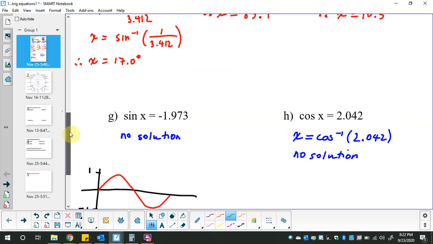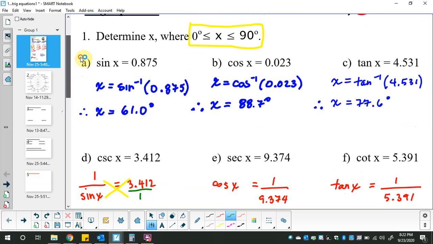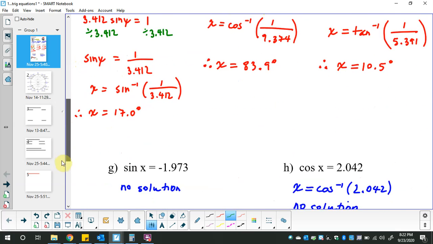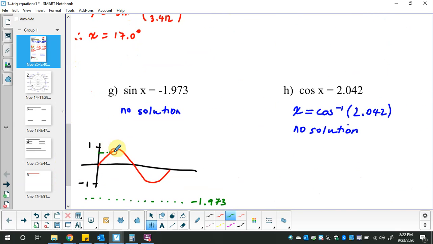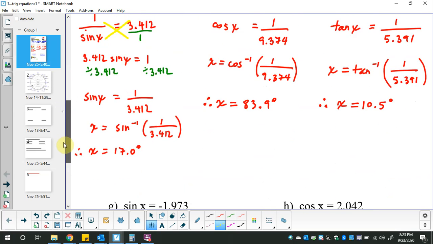As opposed to this question, which says, can you please run into the graph at just under 1? So in this case, although it's going to bump into a lot of places, we're concerned about this one because that one is between 0 and 90, and that one is 61.0 degrees. So it all goes back to the picture.